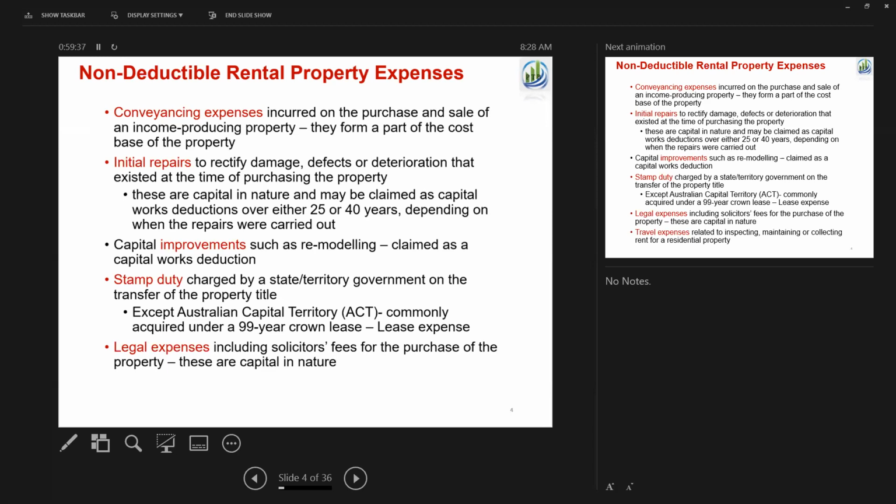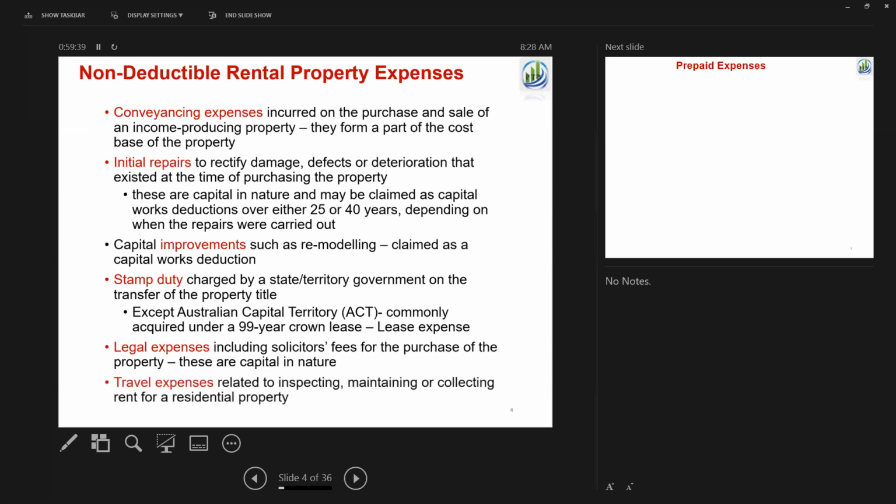cost, cannot be depreciated. The travel expenses related to inspecting, maintaining, or collecting rent are non-deductible rental property expenses, right? So please note that initial repairs and improvements, it is a construction, so you could deduct as capital work deductions. Capital work deductions. Immediately you cannot deduct. Over the years you can deduct.